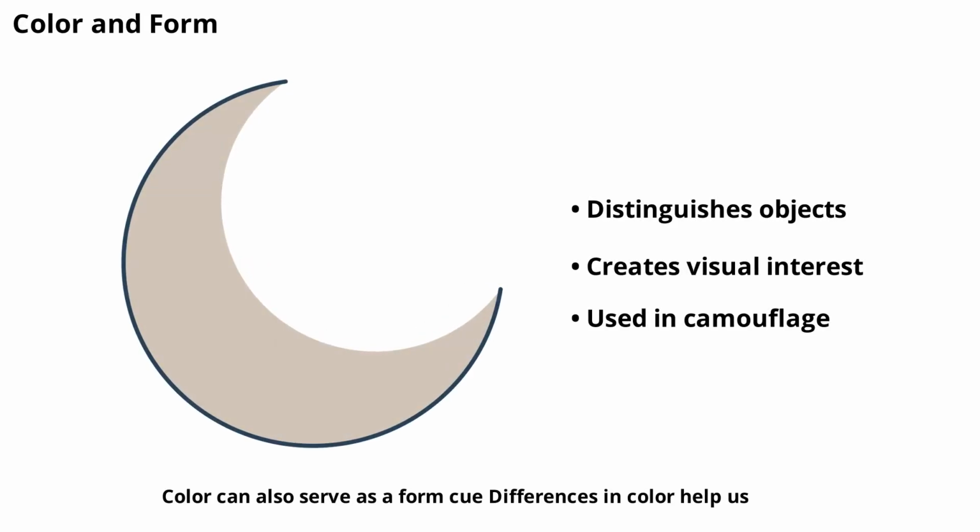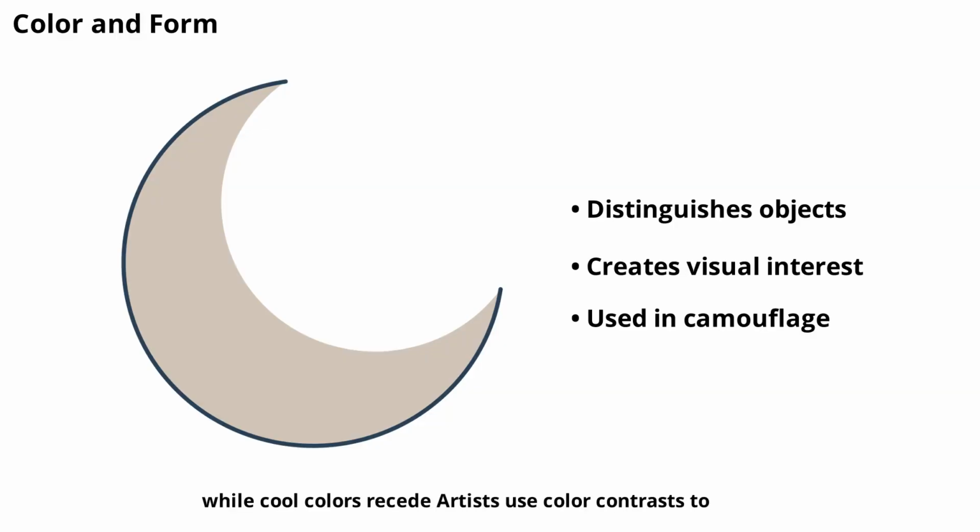Differences in color help us distinguish between objects and their backgrounds. Warm colors tend to advance, making objects appear closer, while cool colors recede. Artists use color contrasts to separate forms and create visual interest. In nature, animals use color patterns for camouflage or to stand out.